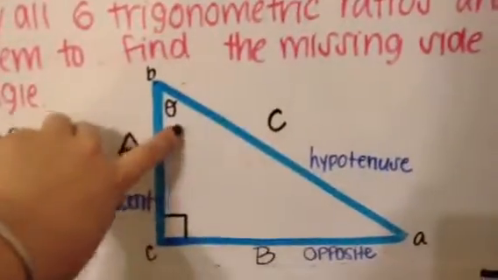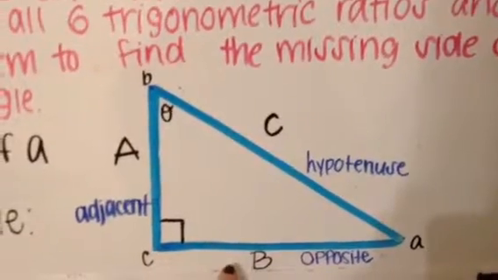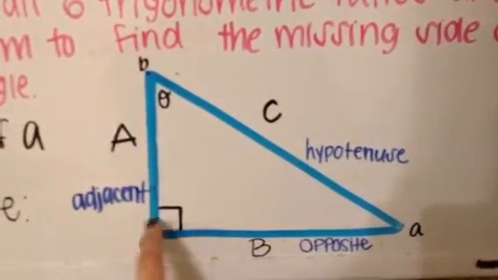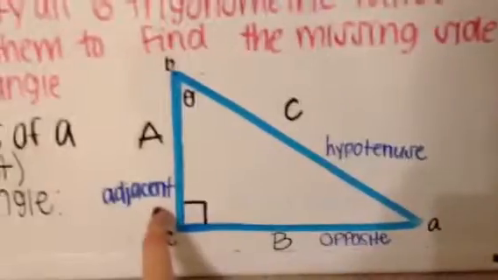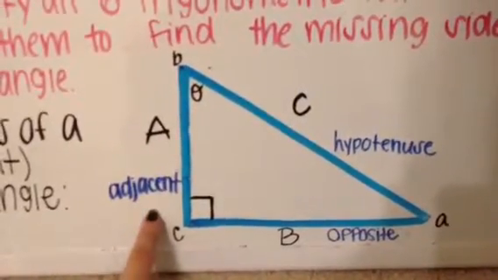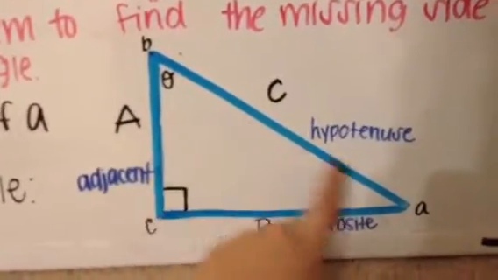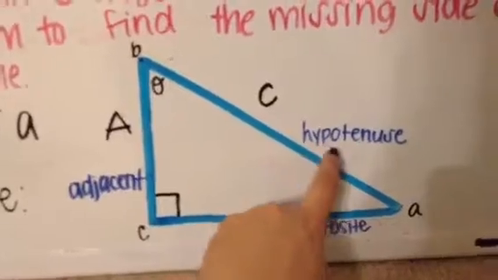your given angle, then the side across from it would be the opposite side, and the side connected by the right angle, like on the side to it, would be the adjacent, and the longest side, or the side across from the right angle, would be the hypotenuse.